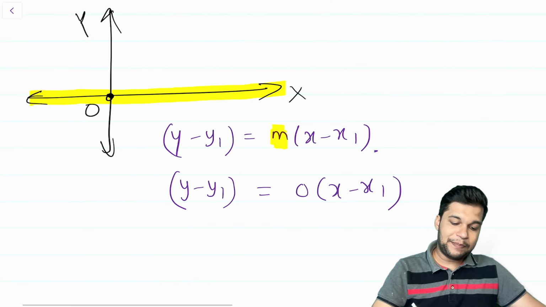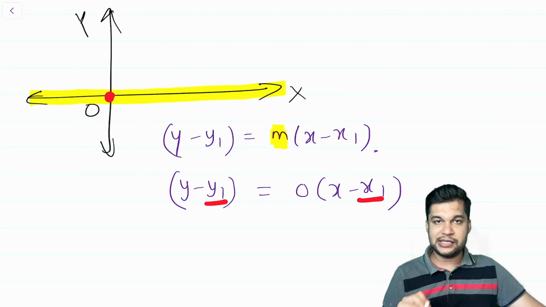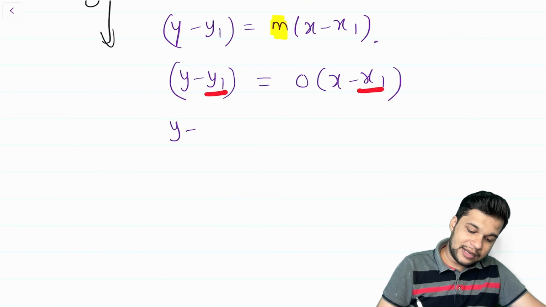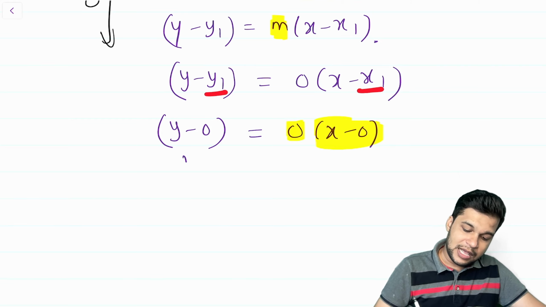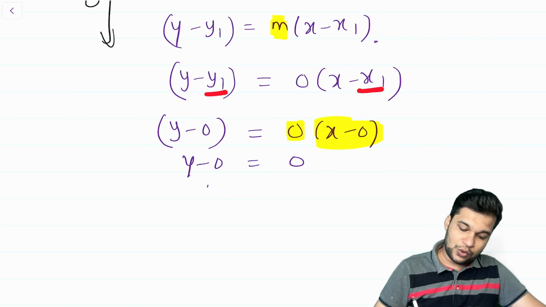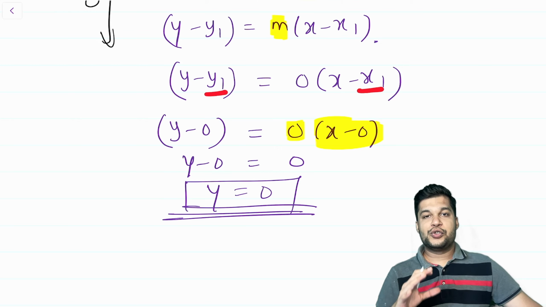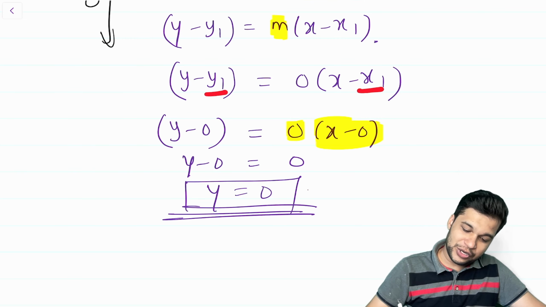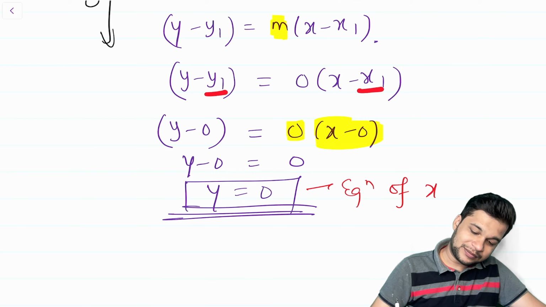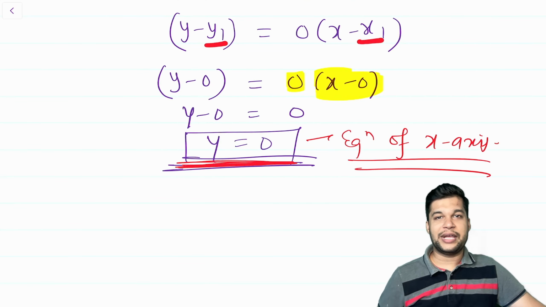Also, it passes through the origin, so my x1 and y1 will be 0, 0. So it becomes y minus 0 equal to 0 times x minus 0. Now 0 times anything is 0, right? So y minus 0 equal to 0, so y equal to 0. Got it, guys? So always remember, the equation of the x-axis is y equal to 0.